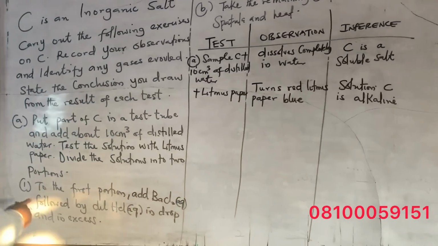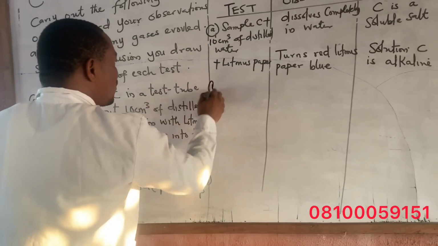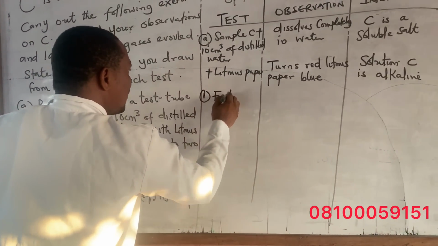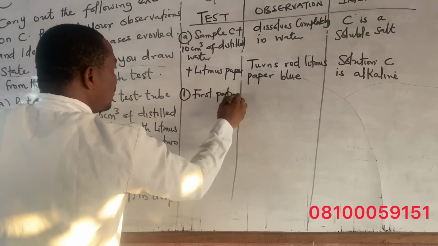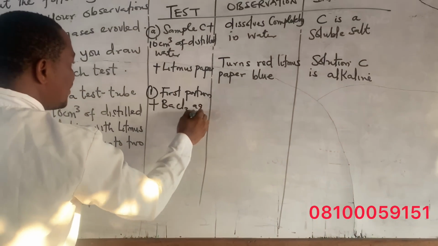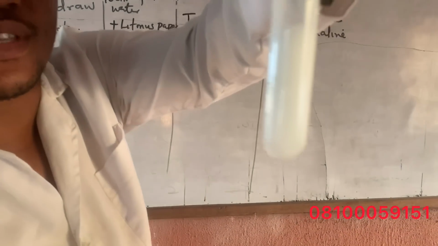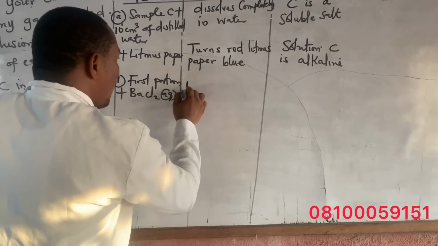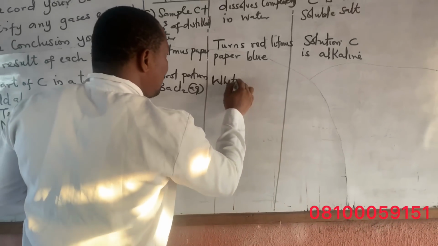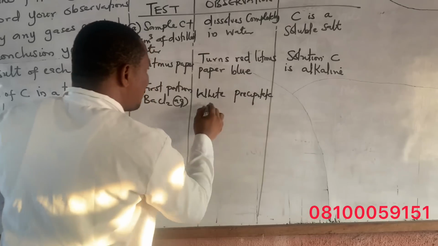So please don't forget to number accordingly. First portion plus barium chloride. So what is the observation? You can see it. Can you see that? Okay. So white precipitate formed.